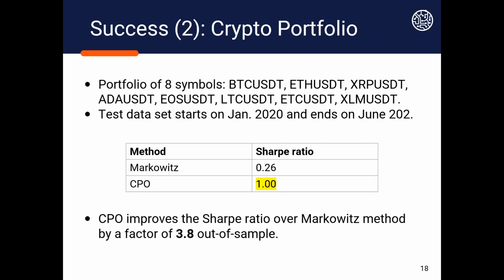If you apply it to a crypto portfolio of 8 tokens, some of the more liquid tokens, actually I have a typo. It should be June 2021. For that 1.5 year out of sample backtest, the Markowitz method gives you a Sharpe ratio of 0.26. CPO gives you a Sharpe ratio of 1.